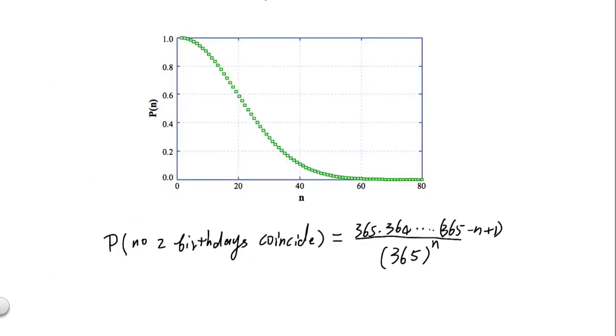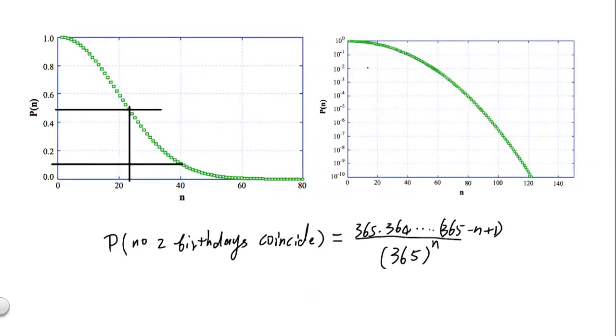Now you might wonder, how big really is this probability? Well, this plot shows the probability of having no two birthdays coincide as a function of the size of the group, n, where n goes from 0 all the way to 80. We see that the probability drops very quickly. In particular, if we draw a line right here at 50% chance of seeing no two birthdays coincide, we see that roughly around 23, we already are seeing a chance smaller than half. If the group size is about 40, the chance of having a unique birthday for everyone is only about 10%.